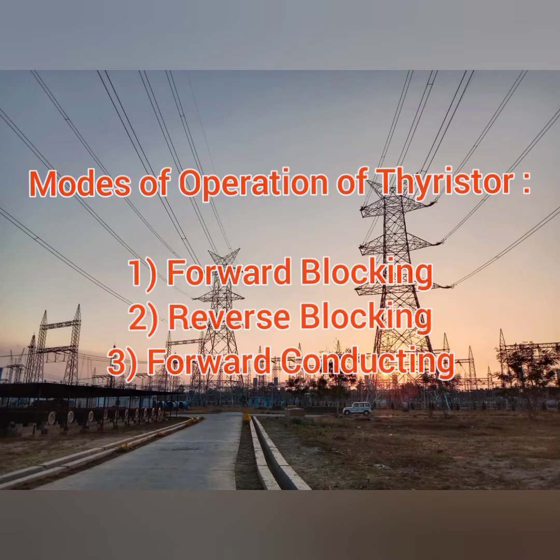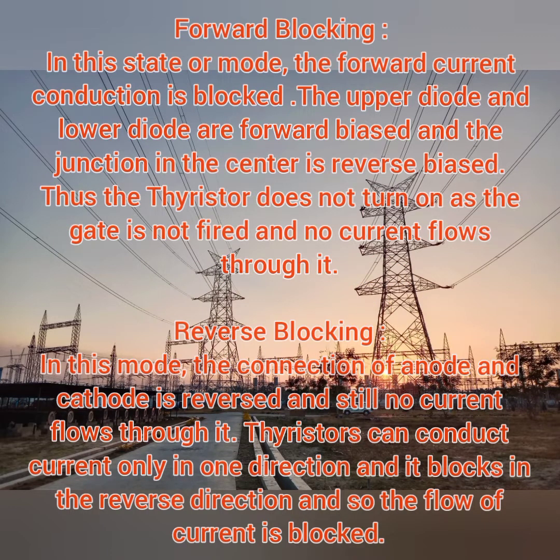Next, modes of operation of your thyristor. There are three modes: forward blocking, reverse blocking, and forward conducting mode. Forward blocking means the state before the forward breakdown takes place in your thyristor. In this mode, the forward current conduction is blocked. The upper diode and the lower diode are forward biased, and the center J2 junction is reverse biased. Thus, the thyristor does not turn on because the gate pulse, gate voltage or current has not been triggered in your thyristor.